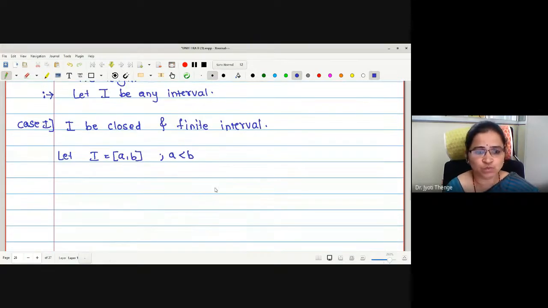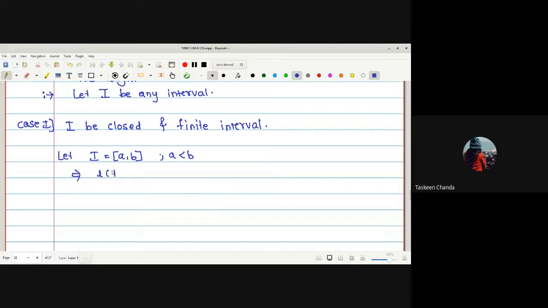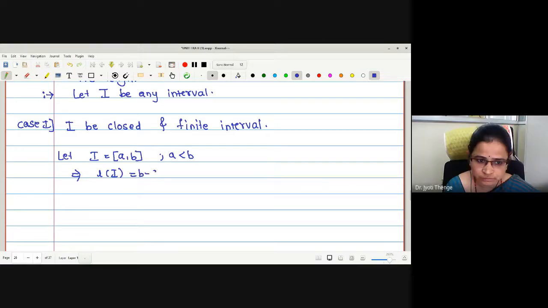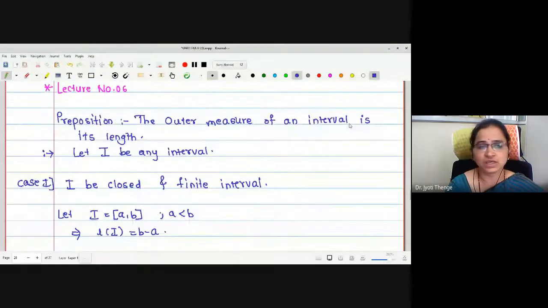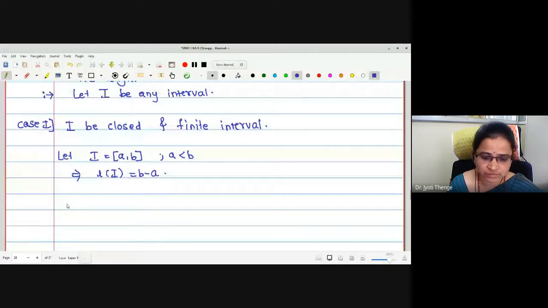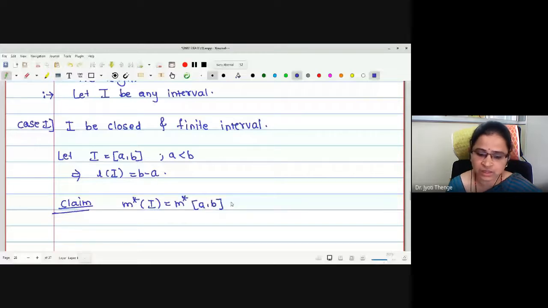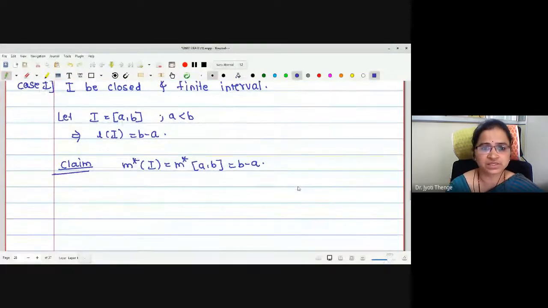In this case, what is the length of the interval? It is b minus a. Good, b minus a. And what is our aim to prove? The outer measure is its length. Therefore, shall I write my claim here as: m star of I, that is m star of this closed interval [a, b], is equal to b minus a. Correct, no? m star is equal to length, length is b minus a. This we want to prove.